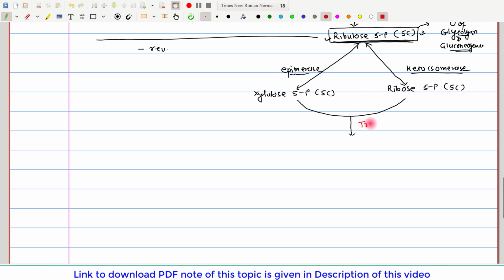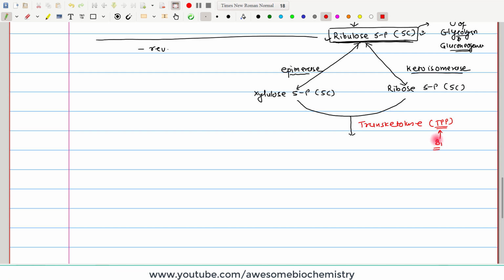This transketolase is also a very important enzyme because transketolase requires thiamine pyrophosphate as a coenzyme, and thiamine pyrophosphate is nothing but the active form of the vitamin thiamine, which is also called vitamin B1. So what happens? Clinically, we can use this phenomenon.